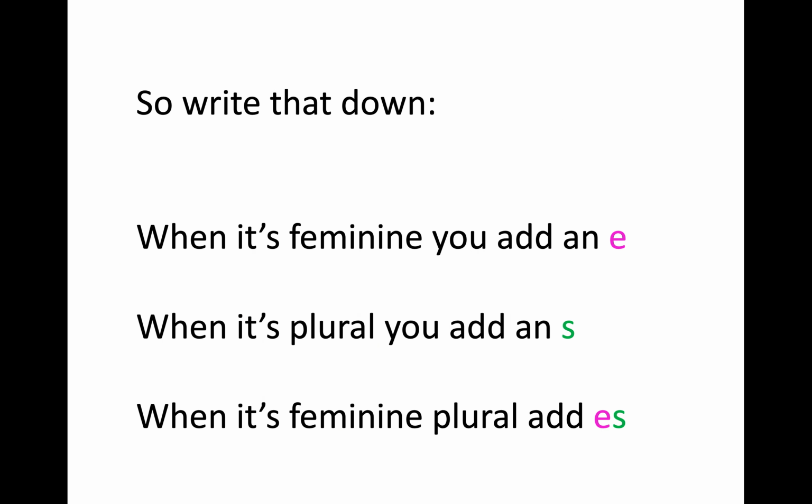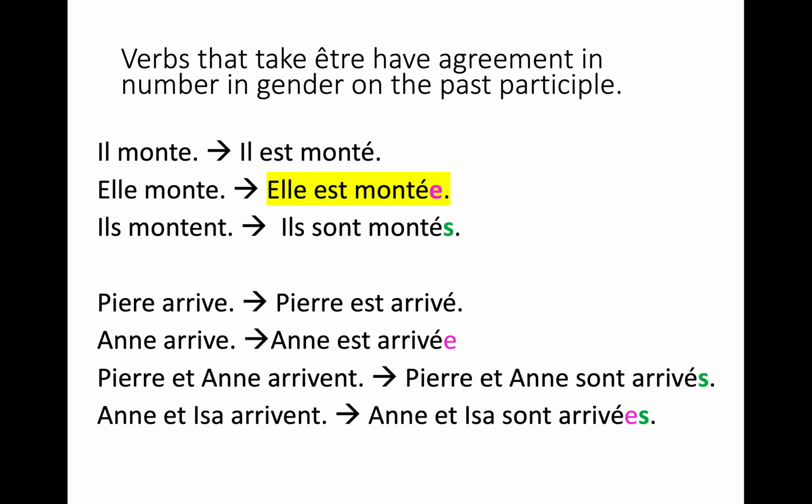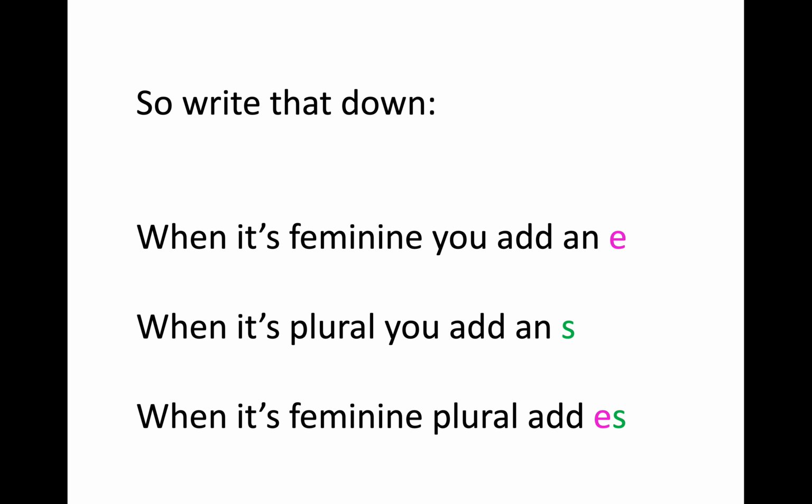So write that down. When it's feminine, add E. When it's plural, add S. When it's feminine plural, add ES. Pause it and make sure you write it. Okay, now let's look at some examples. So what we call that is agreement in number and gender.